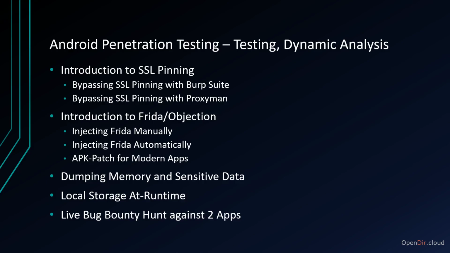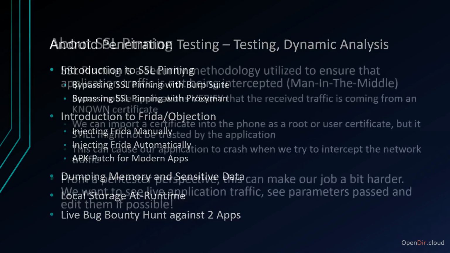Then we'll get into the introduction to Frida and Objection. These tools are going to actually help us break SSL pinning. Then we'll go into dumping memory, sensitive data out of the Android application, talk a little bit about SQLite databases, and also show you how local storage changes at runtime of the application versus when the application is closed. Finally, we'll finish this dynamic analysis section with a live bug bounty hunt against 2 applications.